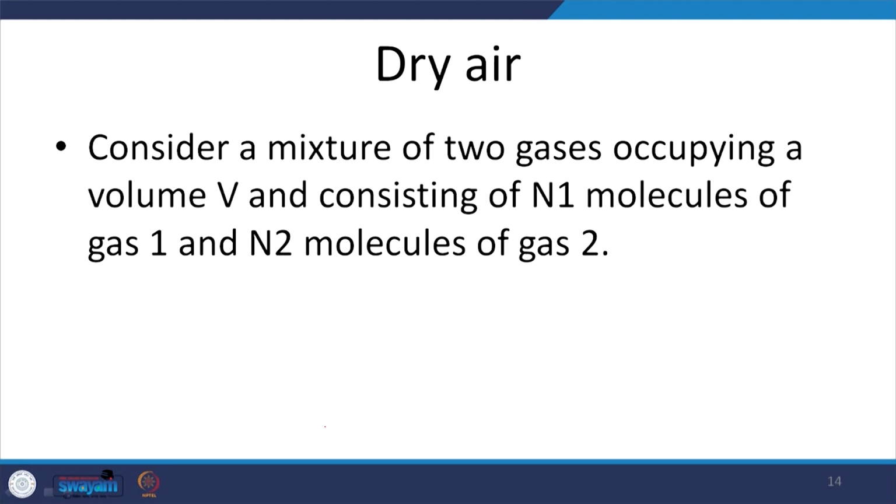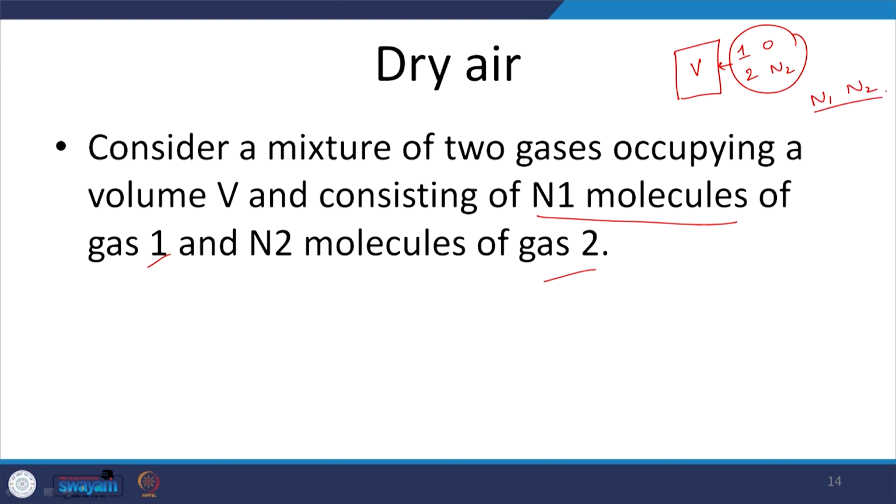So, consider a mixture of two gases occupying volume V, consisting of N1 number of molecules of gas 1 and N2 number of molecules of gas 2. For example, you consider a mixture of gases in a volume. The volume is fixed. Gas number 1, let us say oxygen, and gas number 2, let us say nitrogen, are both in this enclosure. Interestingly, gas number 1 has N1 number of molecules and gas number 2 has N2 number of molecules, fine. But here we are talking about the mixture.